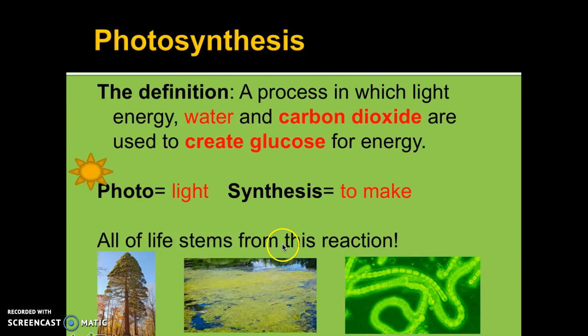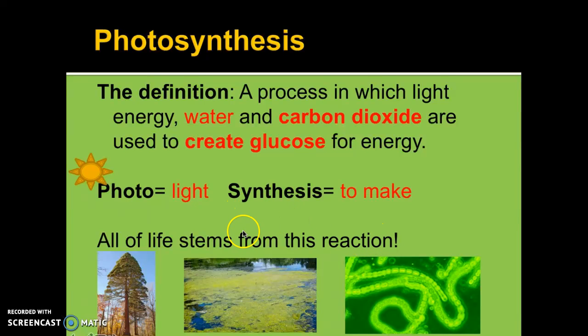Okay? Now, let's go over the definition of photosynthesis. Photosynthesis is basically a process in which light energy, water, and carbon dioxide are used to create glucose for energy. Now, if you wanted to break down the word a little bit, you have to remember that photo means light and synthesis means to make. So what it basically means is that we're making energy from a light source. Synthesis is a word that you should remember by now, it means to make. Now, it says that all of life stems from this reaction.